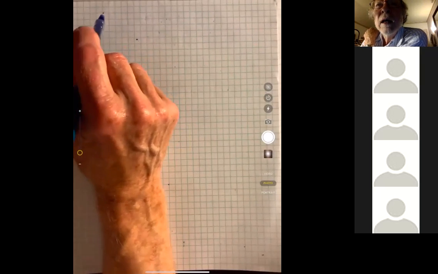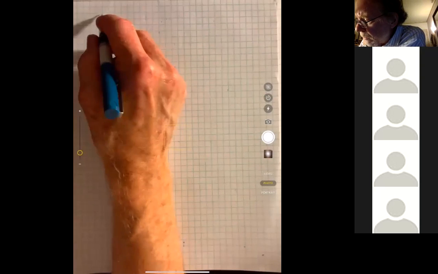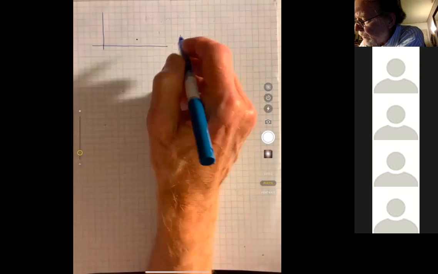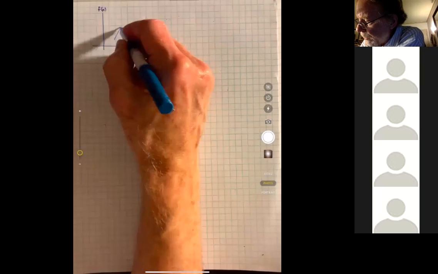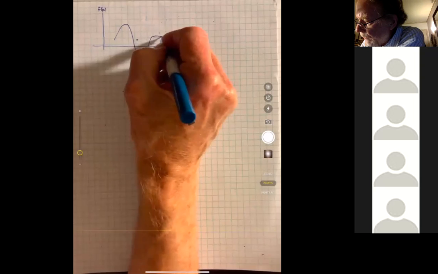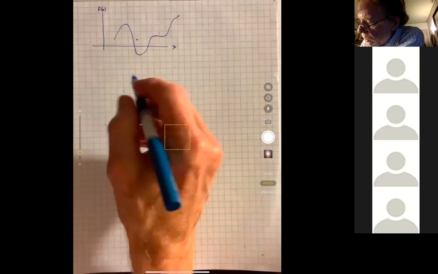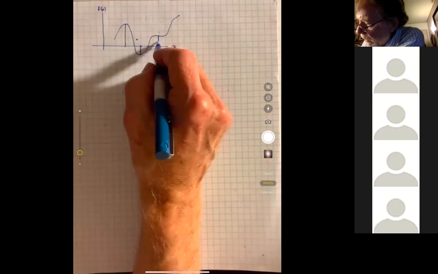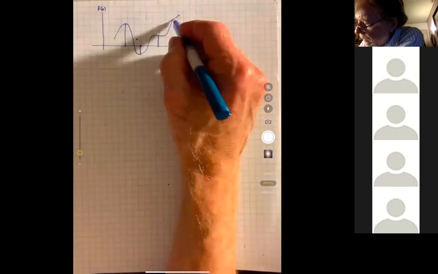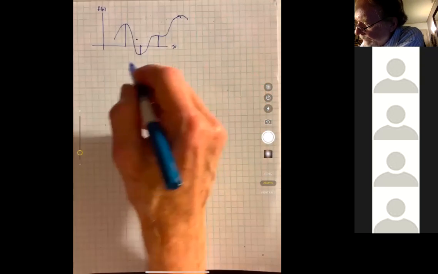To do that, let me just talk about maxima and minima in general. So here's some elementary calculus. Let's suppose I have a function f of x, and it goes up and down like this, and maybe it levels off and goes up like this. So we have a maximum there, and we have a minimum there. We have something there that's neither. And maybe another maximum up here.